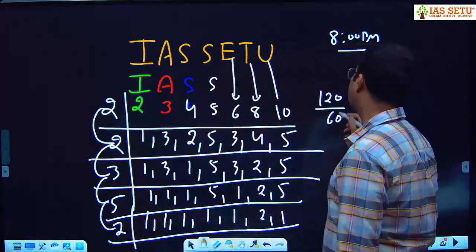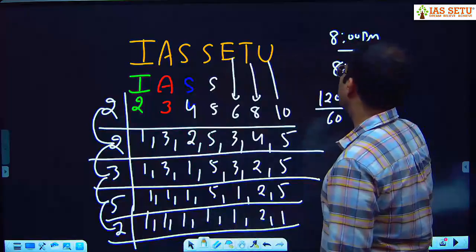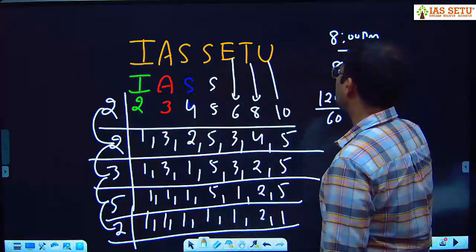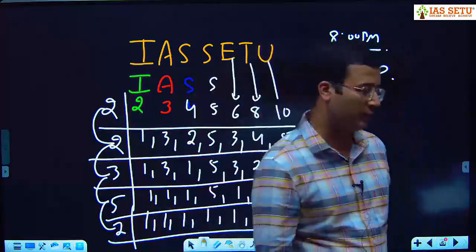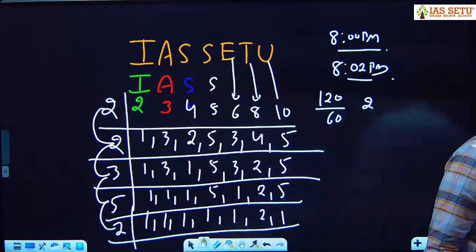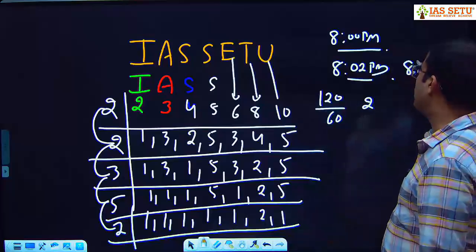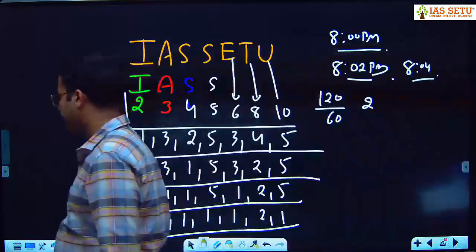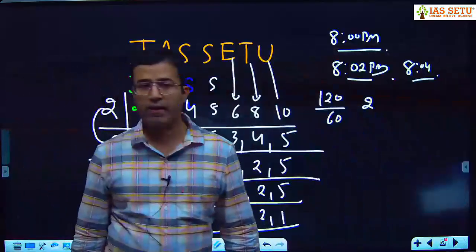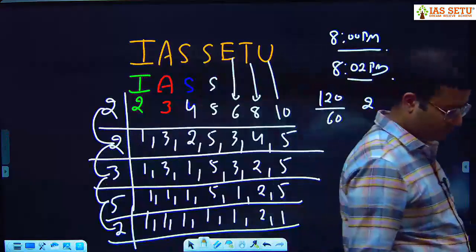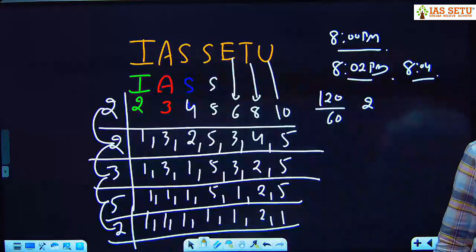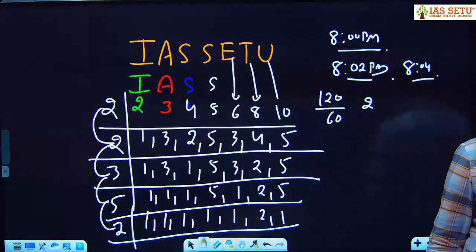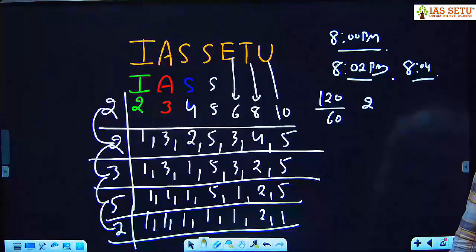So here 120 seconds divided by 60 is 2 minutes. So at 8 o'clock 2 minutes, you can see all these 7 lights blink together. If you miss by chance, then next at 8 o'clock 4 minutes, you can see all these 7 lights blink together. Is this clear? Any doubt?